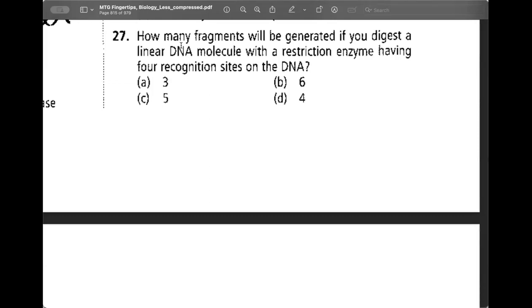So if you take a linear DNA and you have four recognition sites, then there'll be five total fragments. But if instead of the word linear, they use a circular DNA or a plasmid DNA, then the number of recognition sites will be equal to the number of fragments. So if it was a plasmid DNA or a circular DNA, then the answer would have been D, 4, because there were four recognition sites. Make sense?